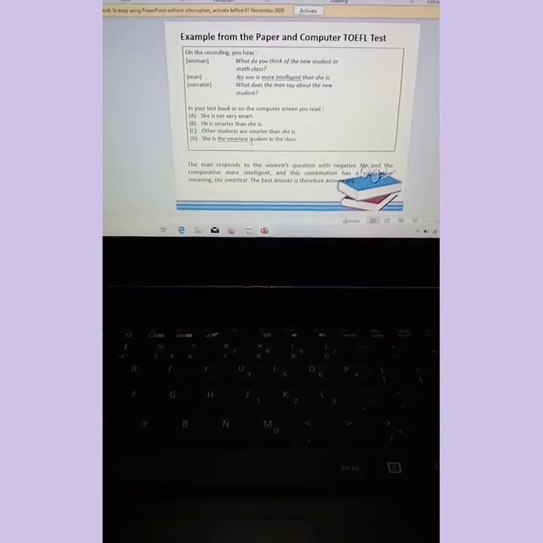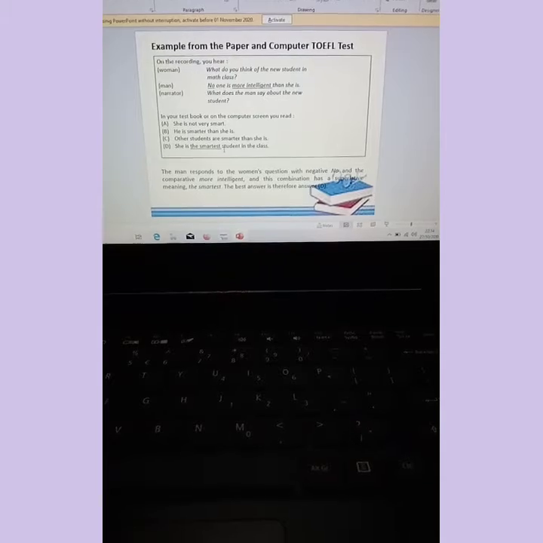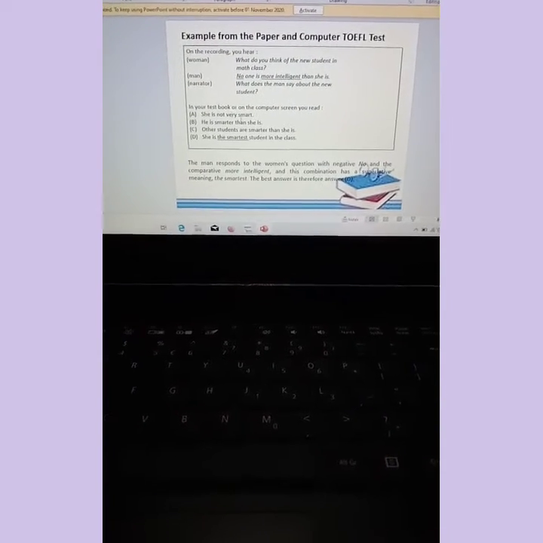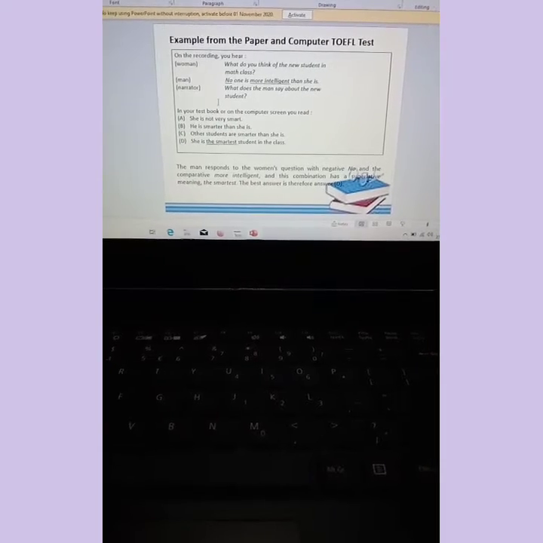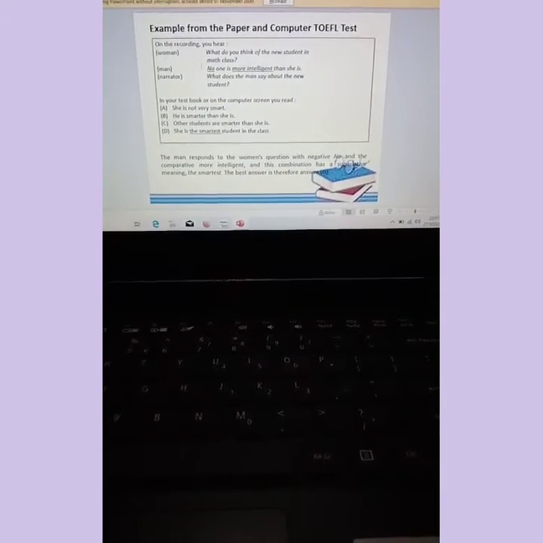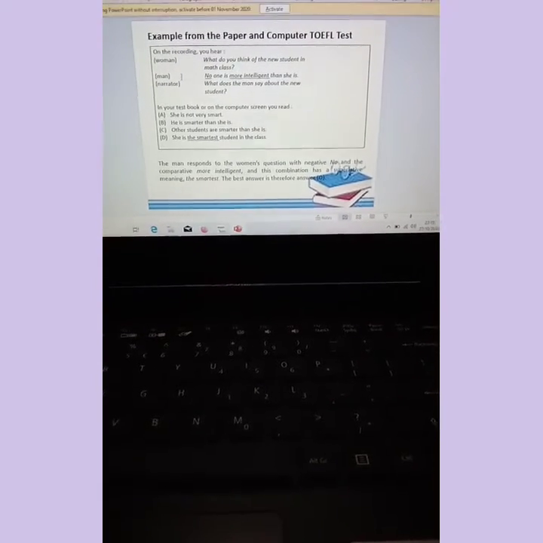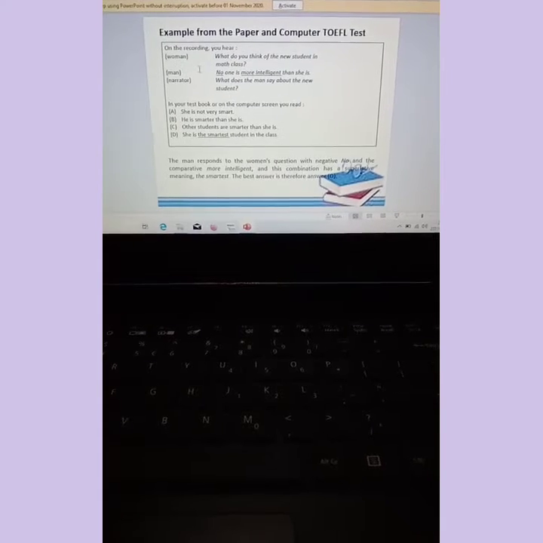Okay, I have an example of that. Now, let's see the example from the paper and computer TOEFL task. There is no audio because this is from the paper. I will read.